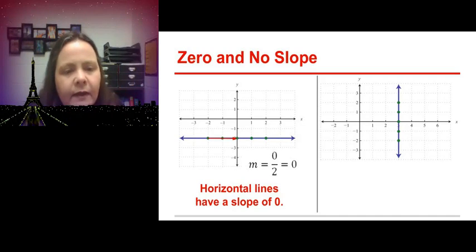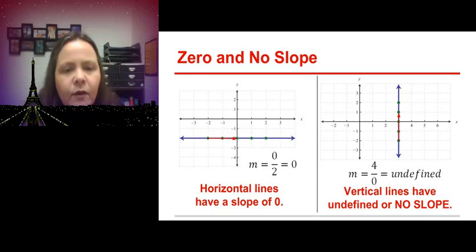And those are lines that have the form y equals a number. And then I have here my vertical line, and on the vertical line, the y is changing, but the x is not. So I have an up change, and my slope is equal to 4 over 0 in this case, and division by 0 is undefined. So vertical lines have undefined or no slope.